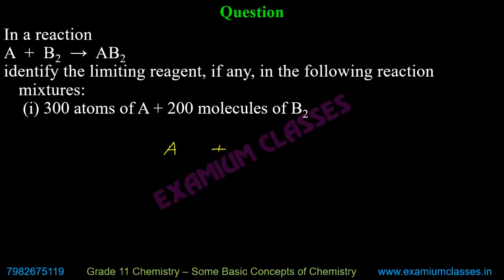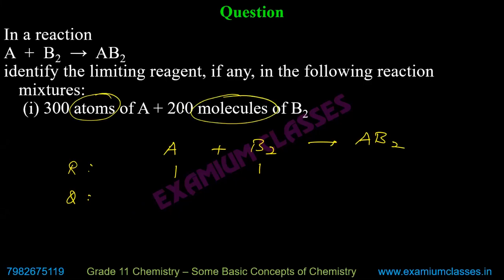It is A plus B2 gives you AB2. Don't answer on the mic, answer in the chat window. I am giving you just a hint. Required is 1:1. Moles will be the same as moles of atoms and molecules, because these are atoms, these are molecules. So if I say 300 atoms, 200 molecules, it is the same as the molar ratio. Now tell me which one is the limiting reagent.